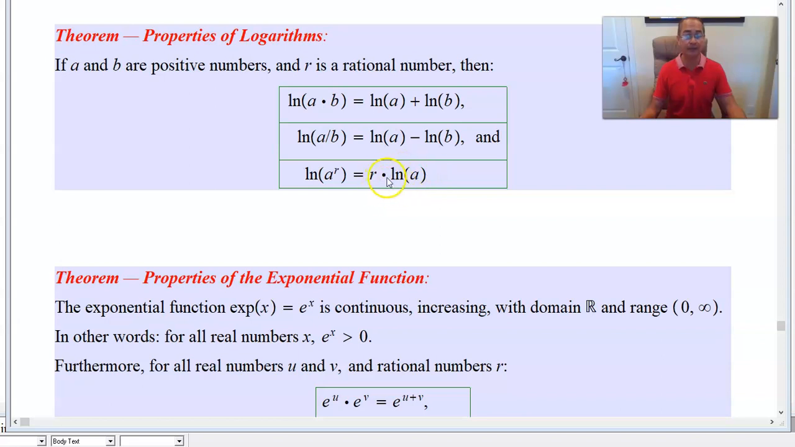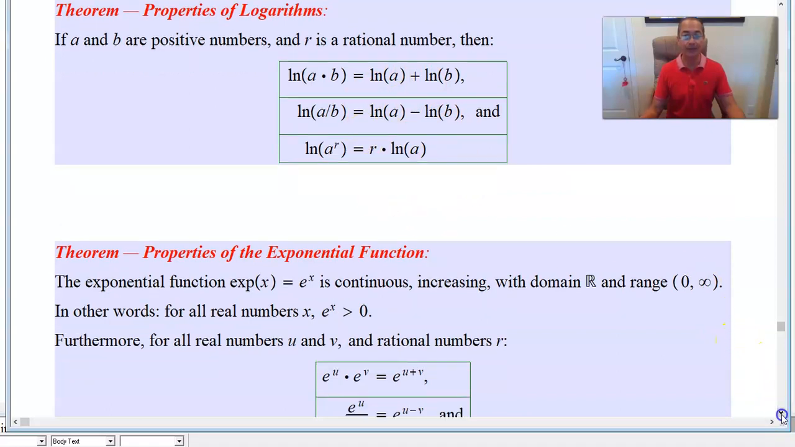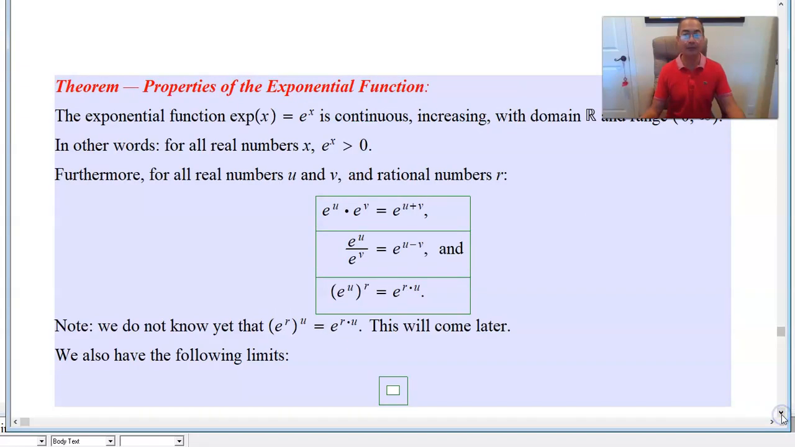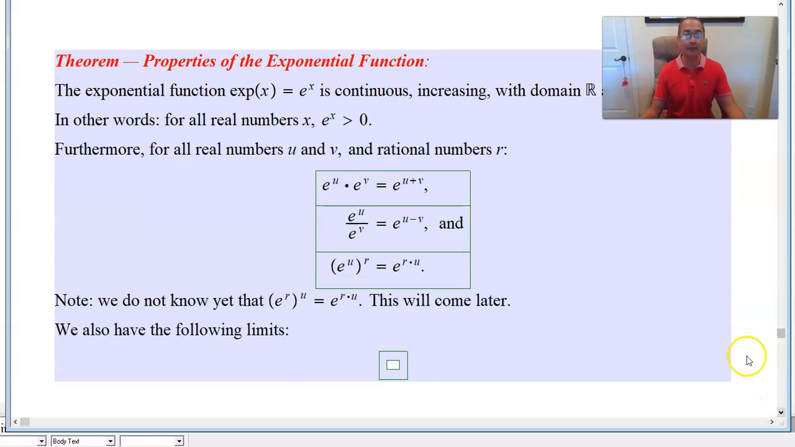So this is the property that we used earlier when we said that exp of r is simply e to the r. And that prompted us to say, okay, instead of exp of x, which is hard to pronounce, we will just call it e to the x. So these three properties will translate to three properties for the exponential function.